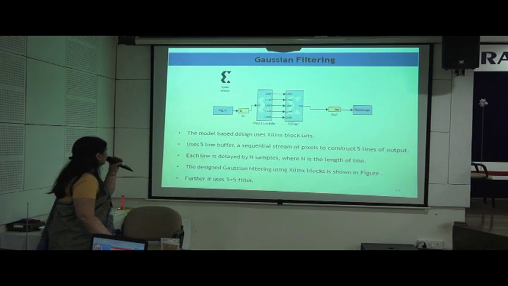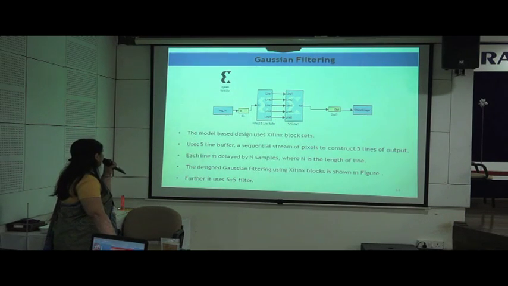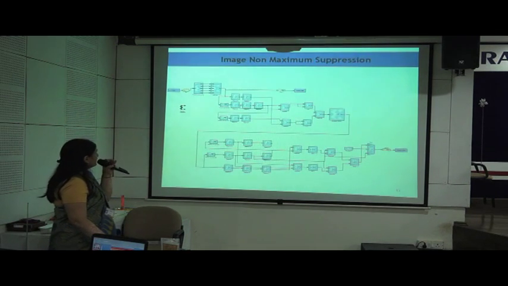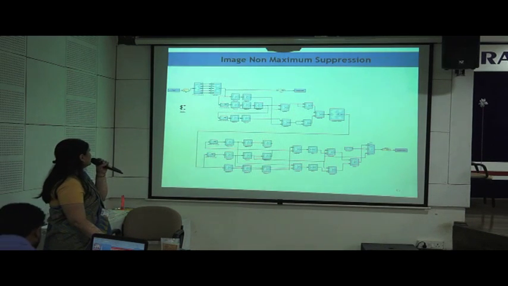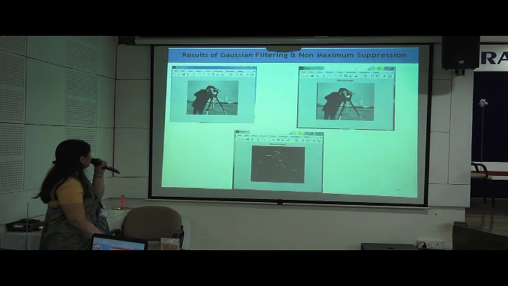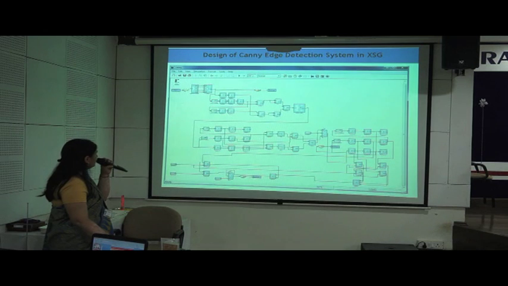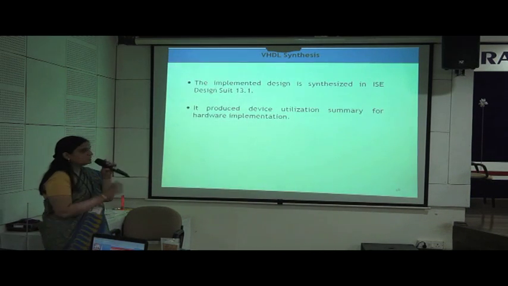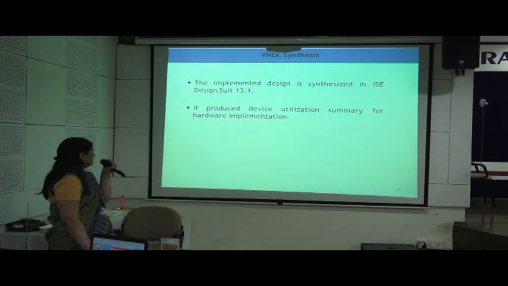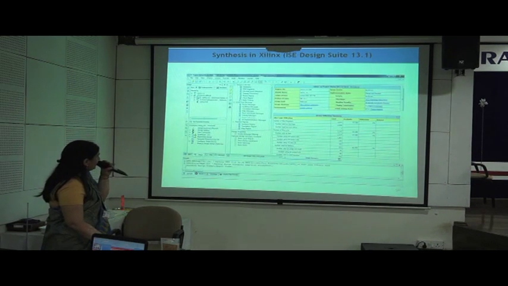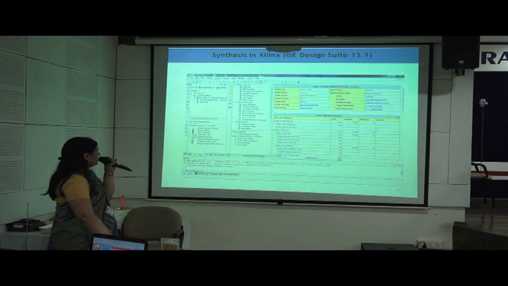This is the blockset for designing the Gaussian filtering, which uses a 5-line buffer to convert a sequential stream of pixels to construct 5 lines of output. This is the diagram which is designed in the Xilinx System Generator, image non-maximum suppression, and these are the results of Gaussian filtering and non-maximum suppression. This is the basic image which is considered. Then the design of Canny edge detection system in Xilinx System Generator, wherein different blocks are used. And the implemented design is synthesized in ISE Design Suite 13.1 and it produced a device utilization summary for hardware implementation like this, wherein we can find out the utilization of the resources.